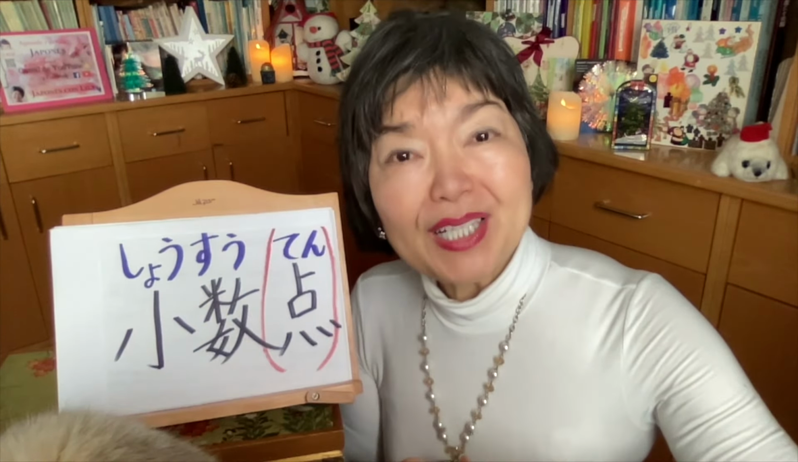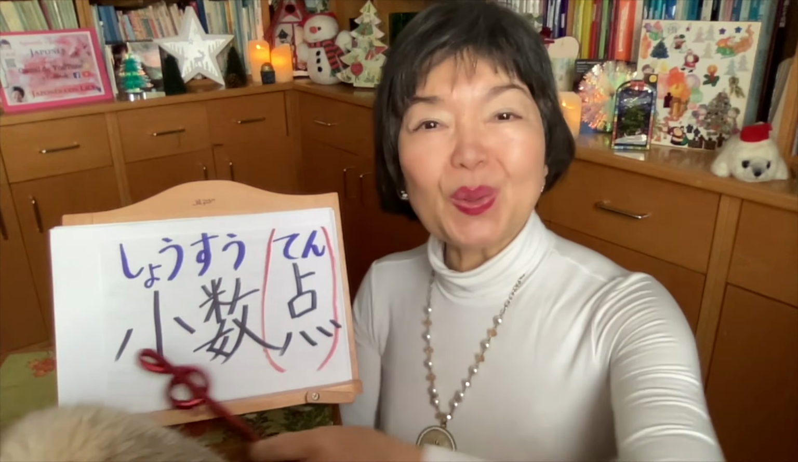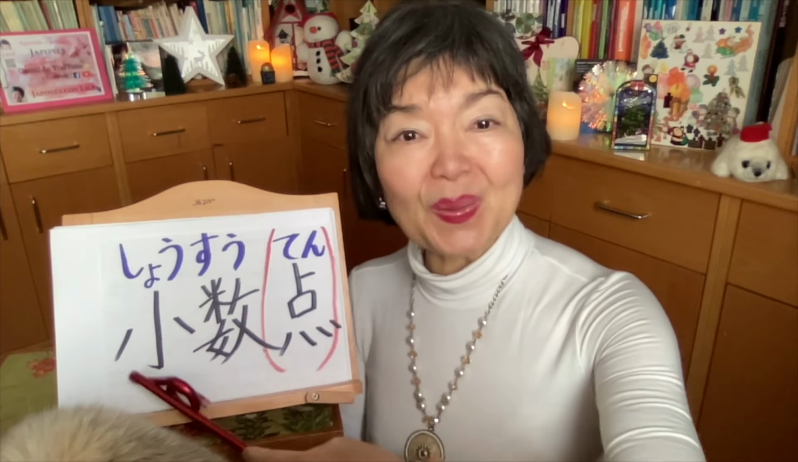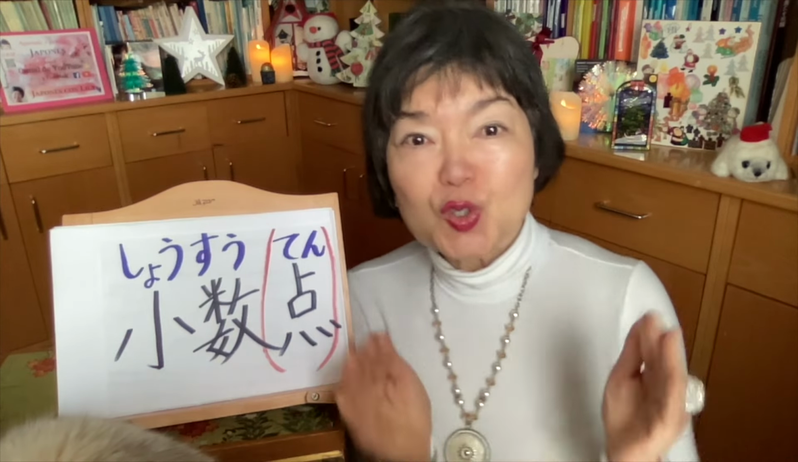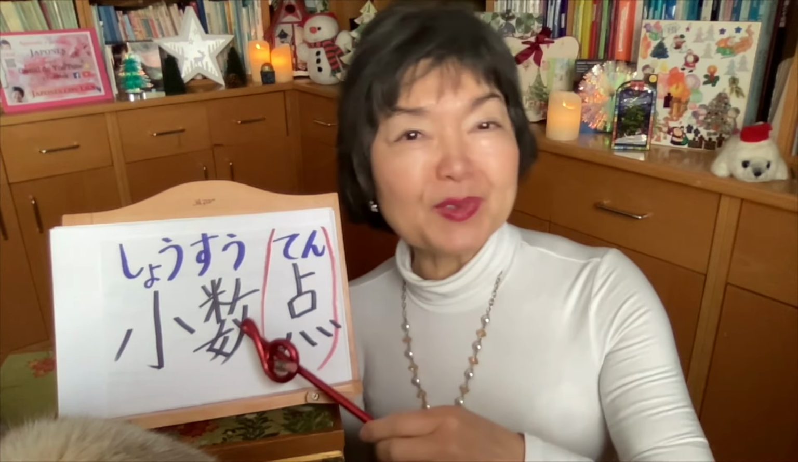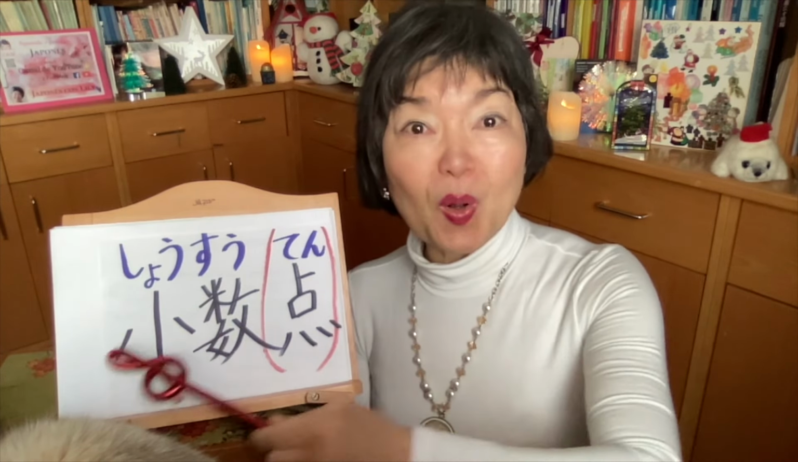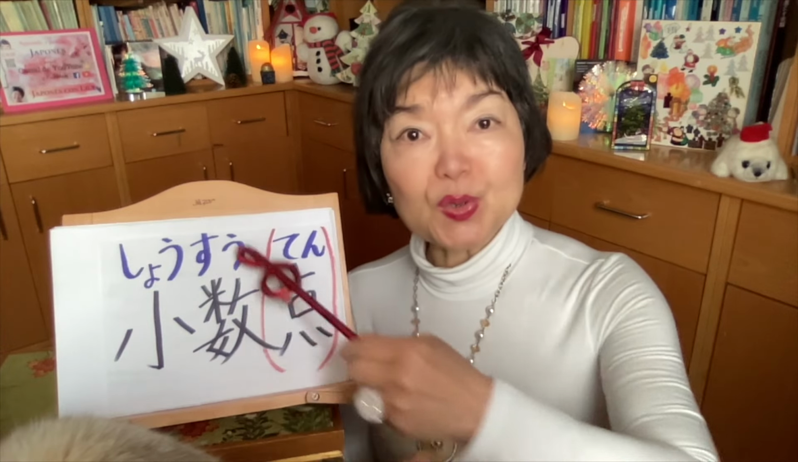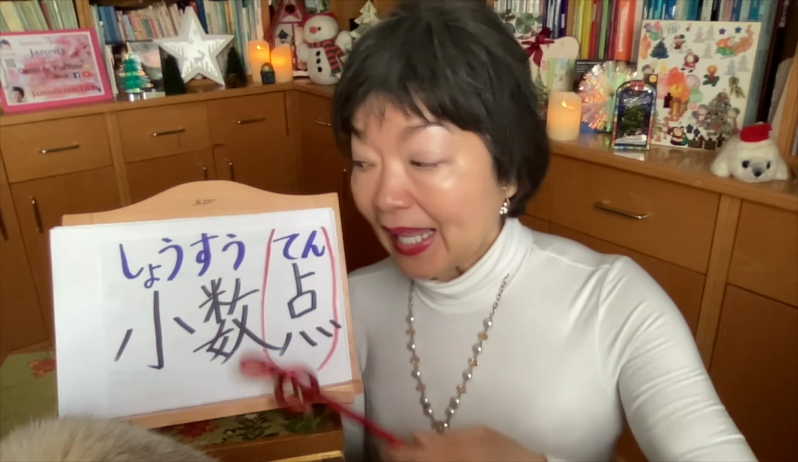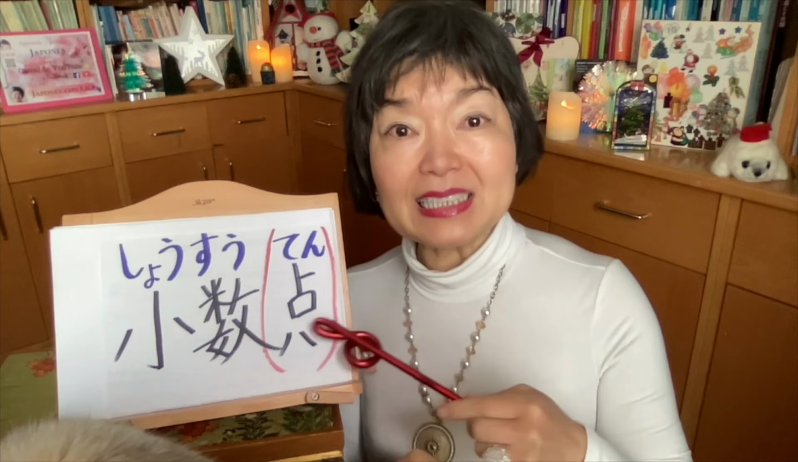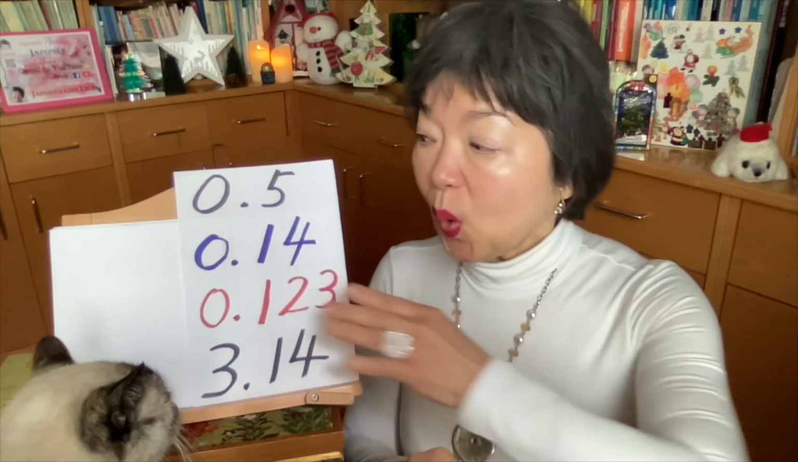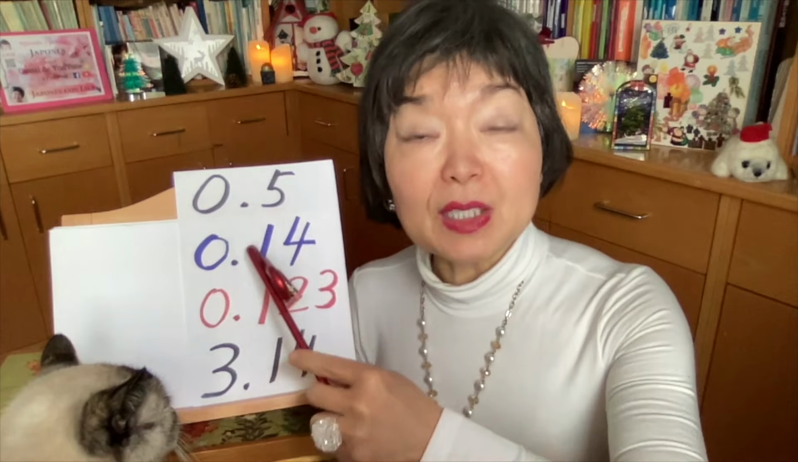Zero. I want you to learn decimals. We say shousu. This kanji shou is chiisai, small. And su comes from suji, number, or kazu. Shousu means small number. Shousu, in English, is decimal. And shousuten, ten is the point, so 小数点, decimal point. When we talk about decimal numbers, we always say after this point, one by one.